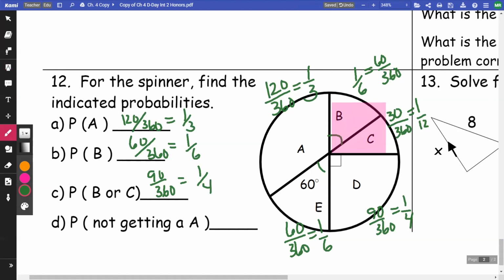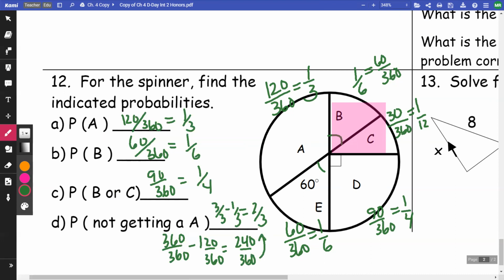Probability of not getting A. So A is 1/3. So basically it is going to be 3/3 minus 1/3, which is 2/3. That's how I would think about it. Or 360/360 minus 120/360, which is 240/360, which reduces to 2/3.